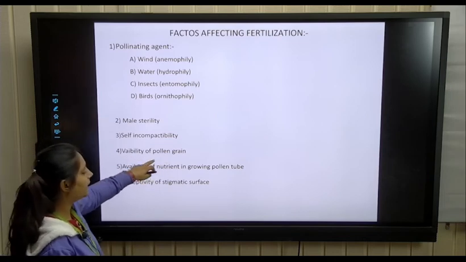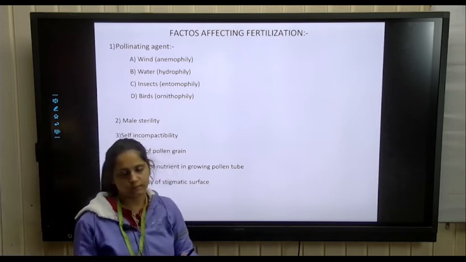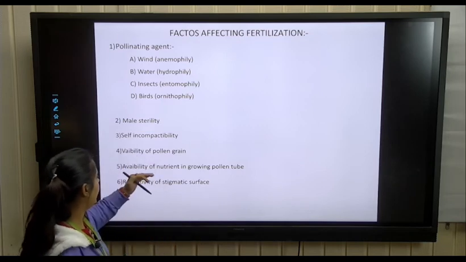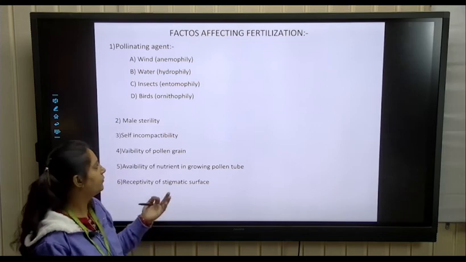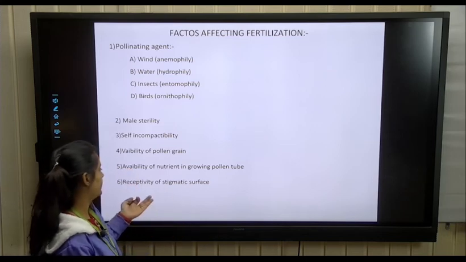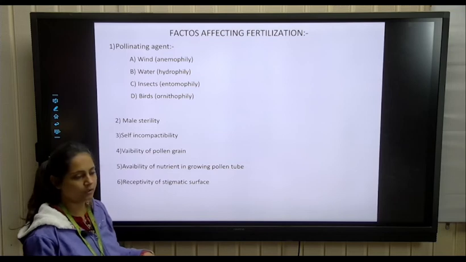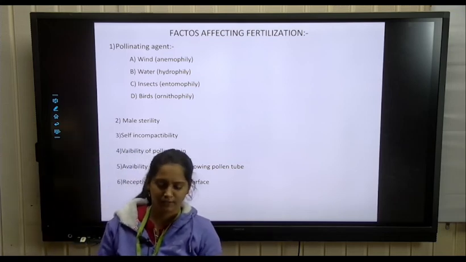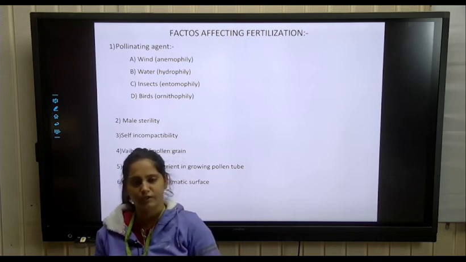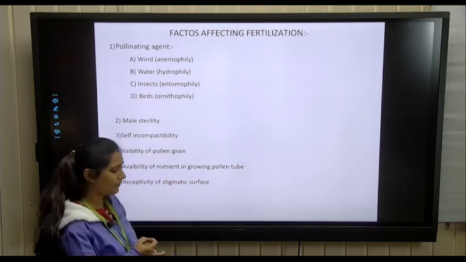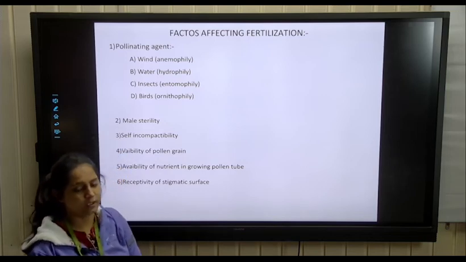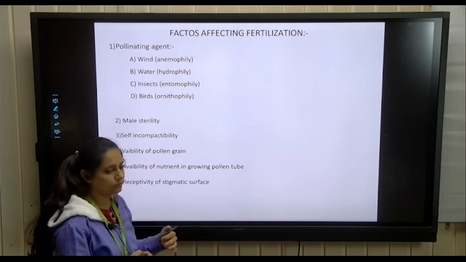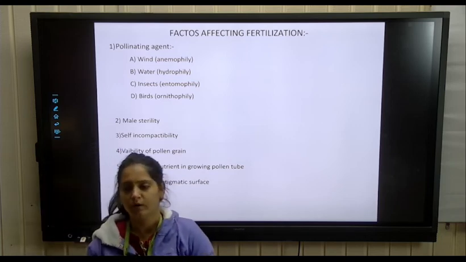Viability of pollen grains. Viability means the life of the pollen grain. If the pollen grains have good life, they are viable, then the fertilization process will take place easily. Viability is also tested if we want to do artificial fertilization in lab conditions. Before making fusion of the male and female, we have to check the viability of the pollen grain, so that we will know whether fusion will take place or not.